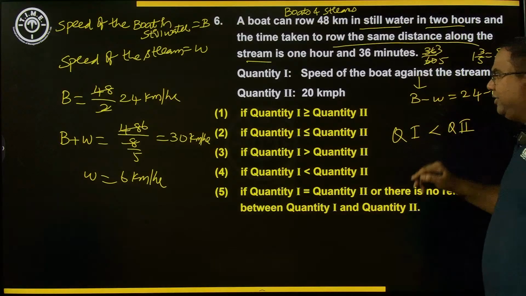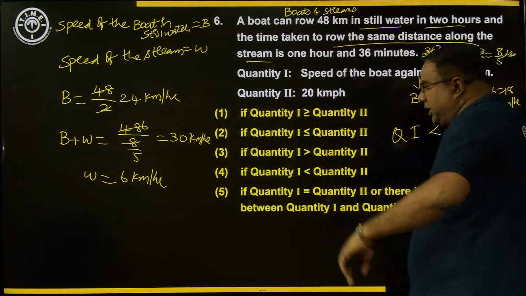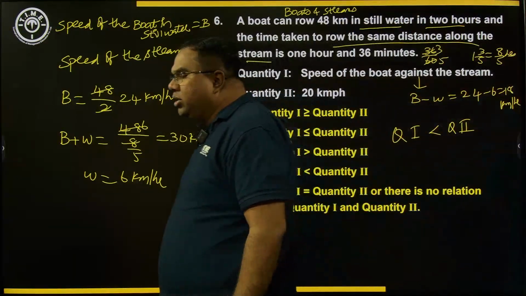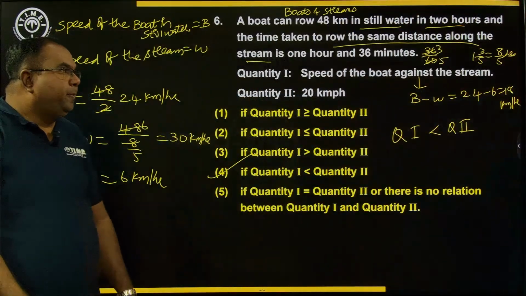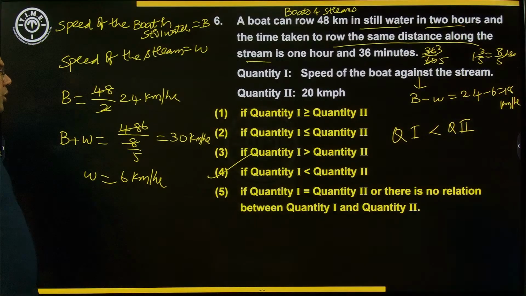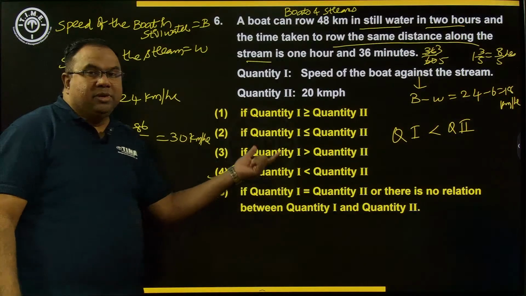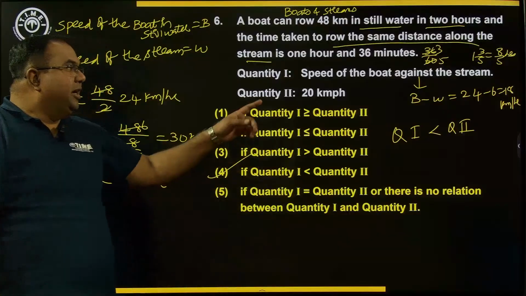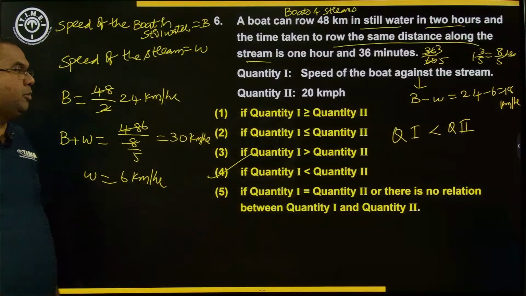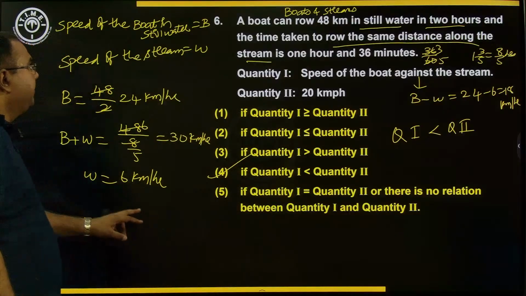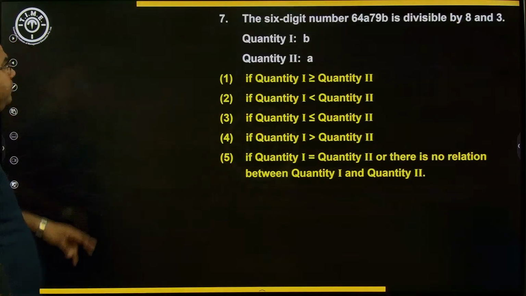See here, earlier it was in the second option. Last question it was in the fourth option. Again, now it is in the fourth option. Quantity 1 less than quantity 2. So, you have to be careful. Always these options will be jumbled in the examination. Once you get the relation, see that relation is present in which of the options. Accordingly, you have to choose. Let's move on.